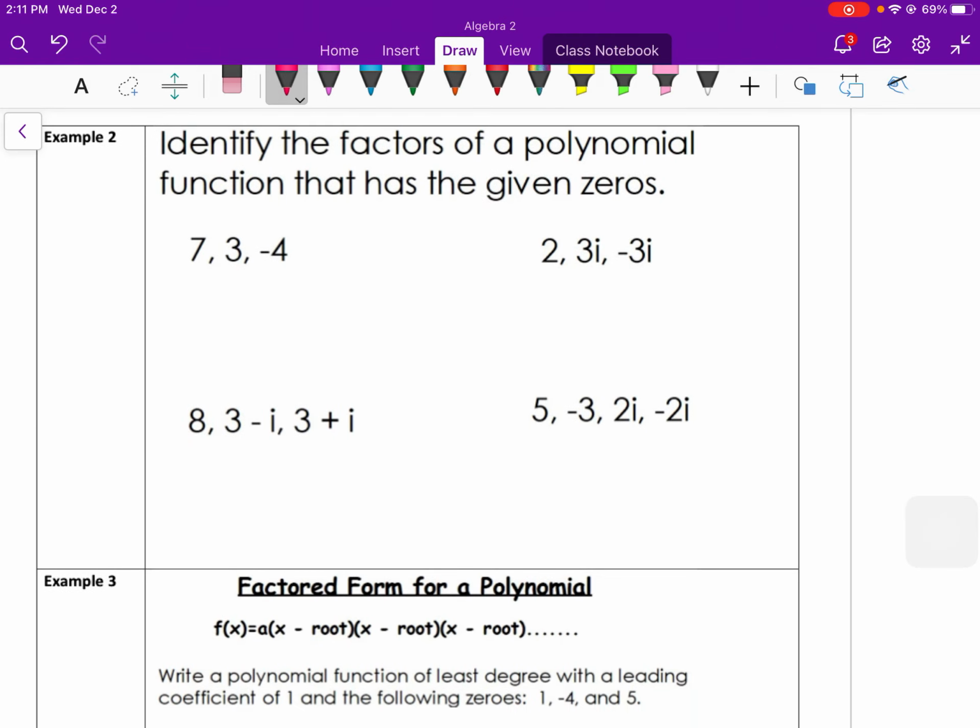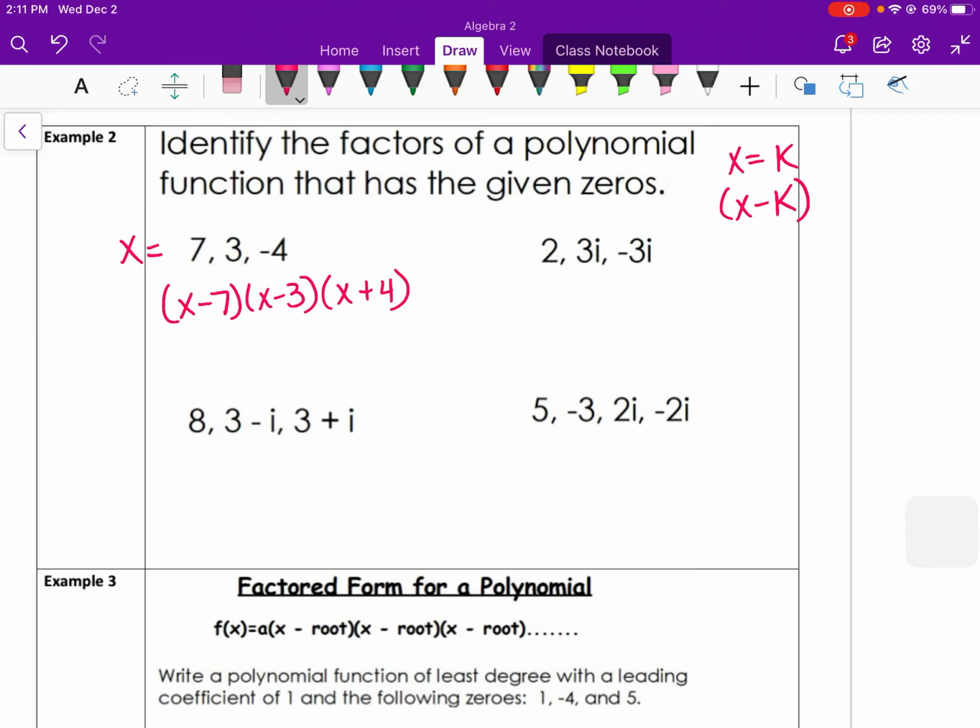Identify the factors of the polynomial given these zeros. So the factors, this is like what the x equals. If x equals, we'll call it k, then x minus k is a factor. So if these are our answers, x equals 7, 3, and negative 4, that means that in factored form, the polynomial would have looked like this: x minus 7, x minus 3, and then to get negative 4, it would have been x plus 4. So those would have been my factors of the polynomial if I had solved for x and got those answers.